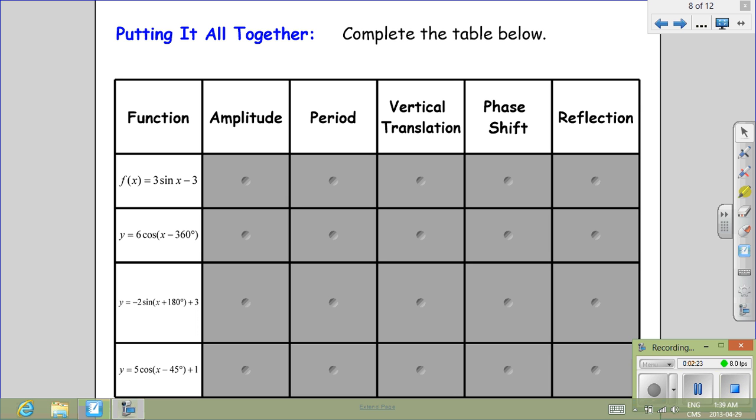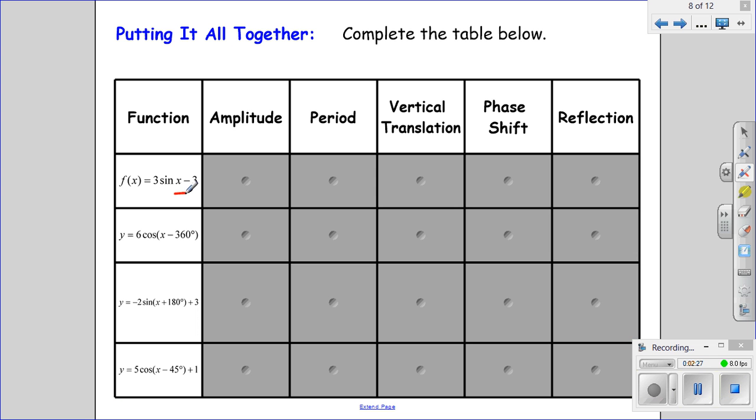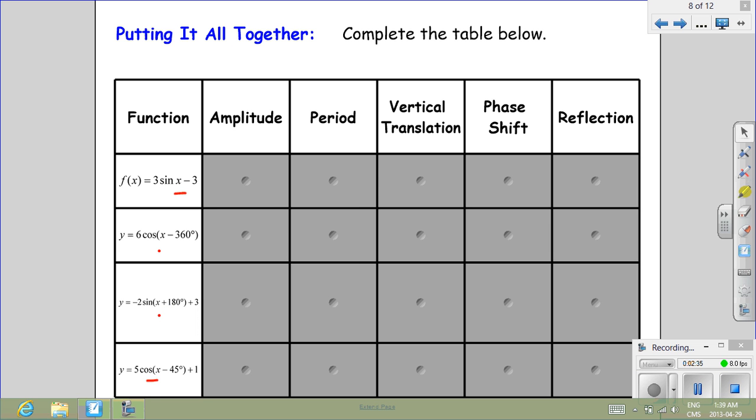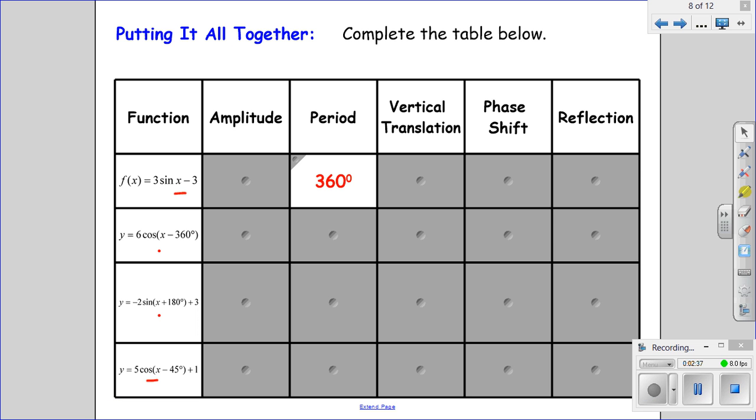The number in front of x, right here, is always a 1. And that's important. If that changes, the period won't be 360 degrees, but we don't graph functions that don't have a period of 360.